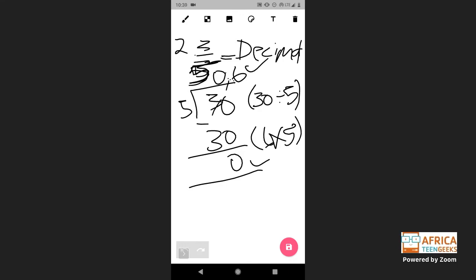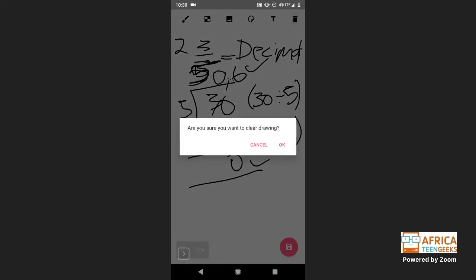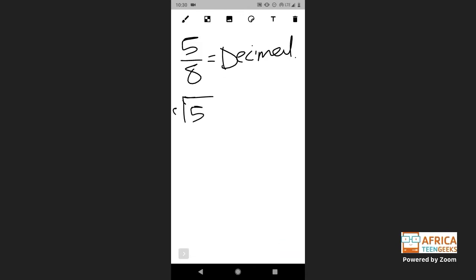So let's do the third one. The third one, we had 5 over 8, to convert it to a decimal. Since we are converting it to a decimal, this is what we will do. We are using the very same procedure. And you know that your 5 is inside and your 8 is outside. So let's do it then.